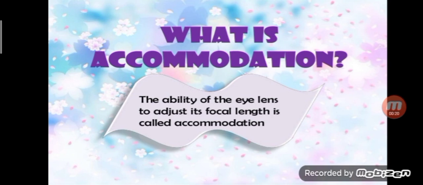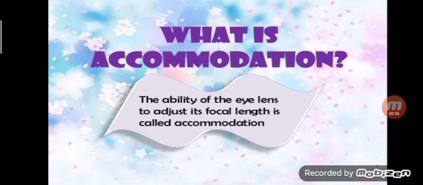It is the ability of the eye lens to adjust its focal length, or we can say in this manner, it is the ability of the eye to focus on nearby and distant objects. So, the power of accommodation is greatest in the case of a child and decreases with advancing age. There is a limit to the eye's power of accommodation.